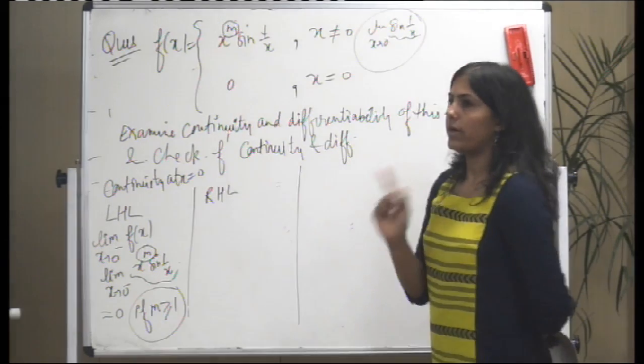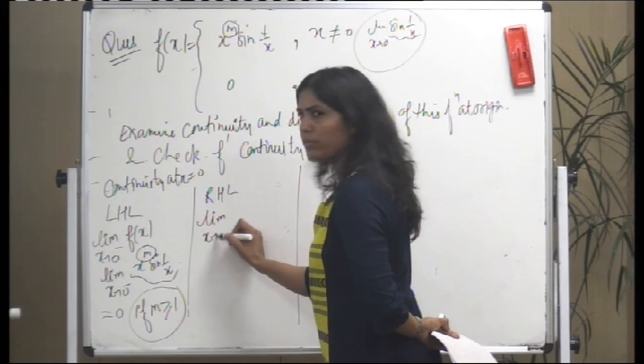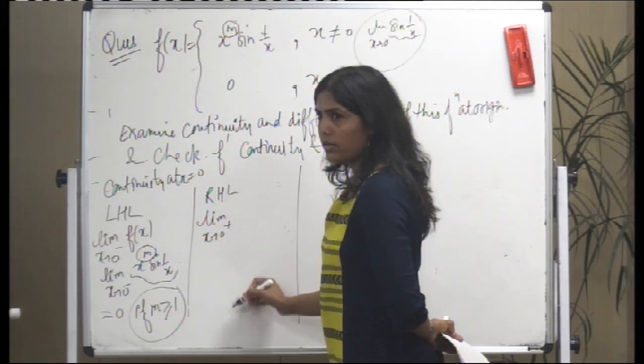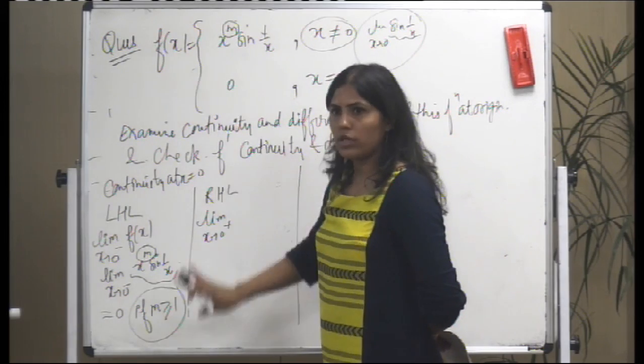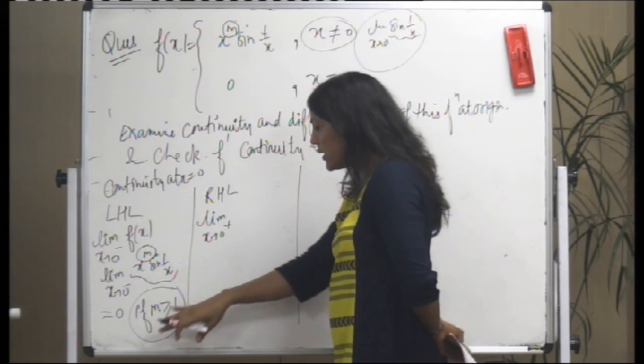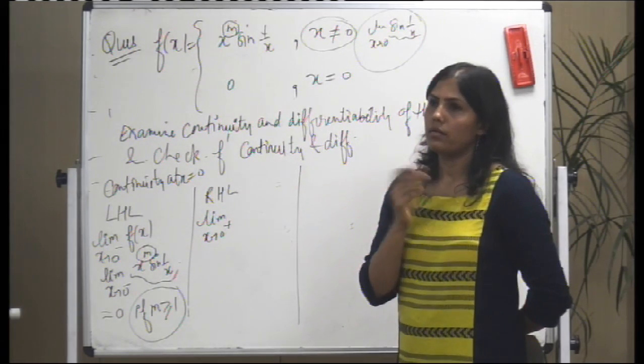So for continuity, now for the RHL you just check. The same thing you will get, no need to write now, because for x not equal to 0, the function is this. So the same thing. It means continuity will come if and only if m is at least 1.